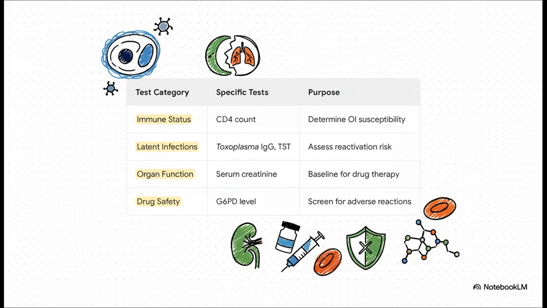So what does that initial workup look like? Well, first, we get a CD4 count. That tells us about their immune status. Next, we screen for latent or sleeping infections like toxoplasma and TB to see if they're at risk of waking up. We'll also check baseline organ function, like their kidneys and liver, to make sure they can handle the drugs we might prescribe. And finally, some really specific safety tests, like G6PD levels, are crucial before we can even think about using certain alternative drugs like dapsone.